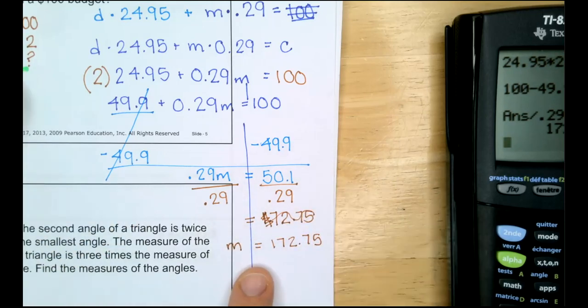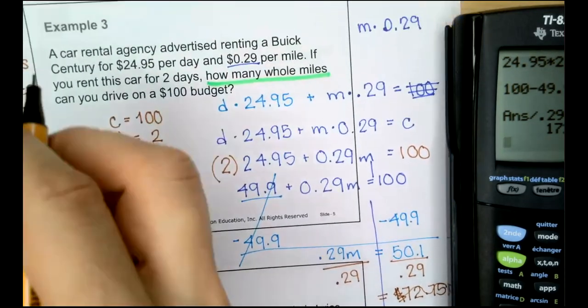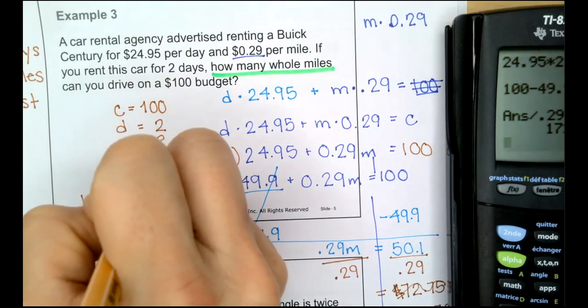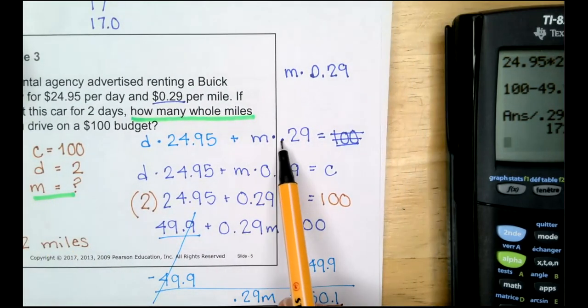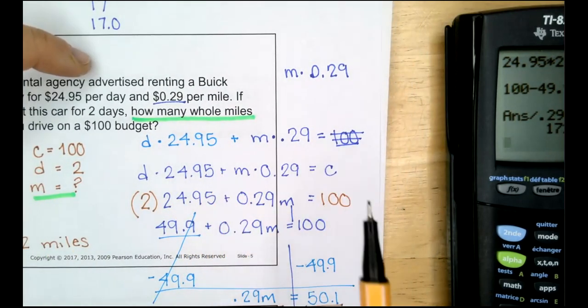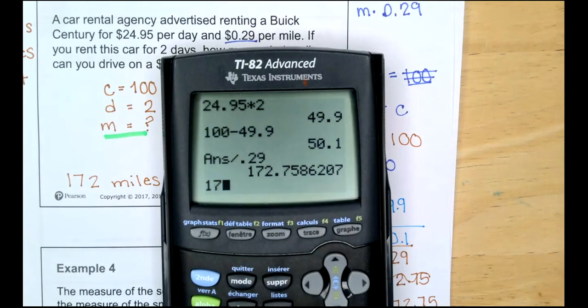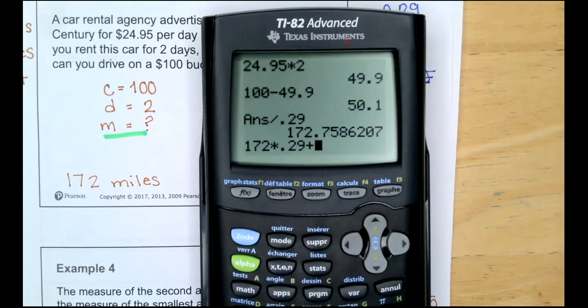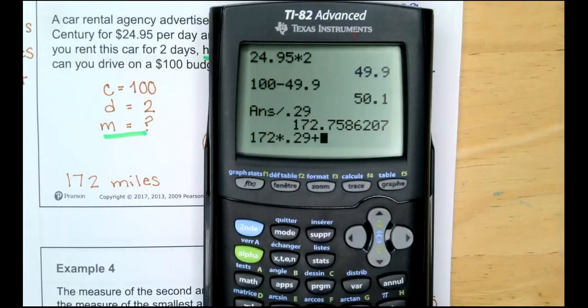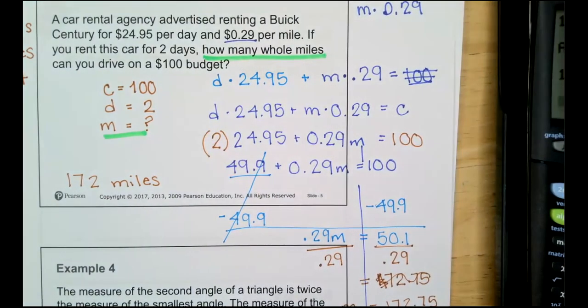So that's the amount of miles you can drive. How many whole miles can I drive for $100? 172 miles. And then you can also put that back in, right? You can say 172 times 0.29 plus 24.95 times 2 should get me pretty close to 100. I should not go over 100. 99.78. So I will not have gone over $100.